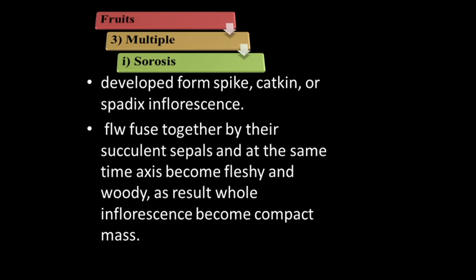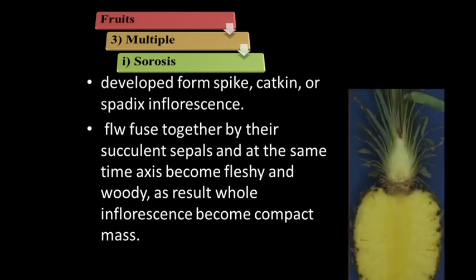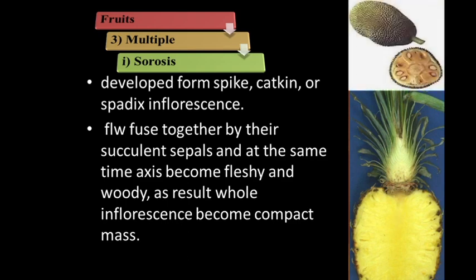So in the case of sorosis, the example is pineapple. Here this is the central peduncle, these are the flowers which are modified into the fruits, and collectively they form the single edible structure that is called the multiple fruit sorosis. Another example is the jackfruit, Artocarpus. This whole inflorescence is modified into a single structure called sorosis.